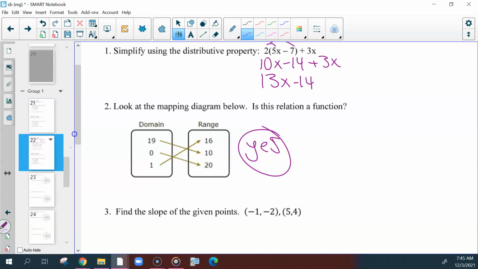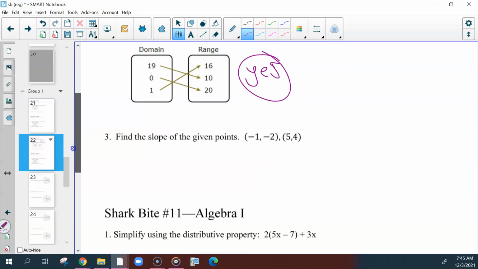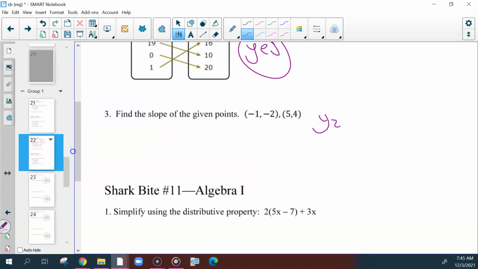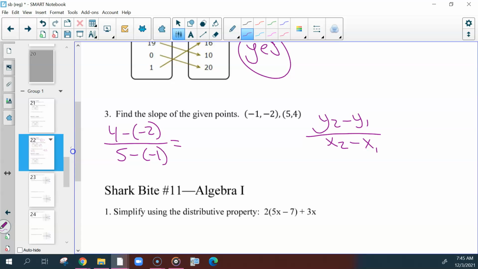Number 3, you needed to find the slope of the given points. So remember to use your y2 minus y1 all over x2 minus x1. So 4 minus negative 2 all over 5 minus negative 1. This would be 4 plus 2 and 5 plus 1, which would simplify to just be 1. Do you have any questions on those 3?